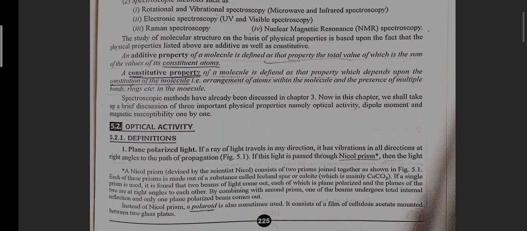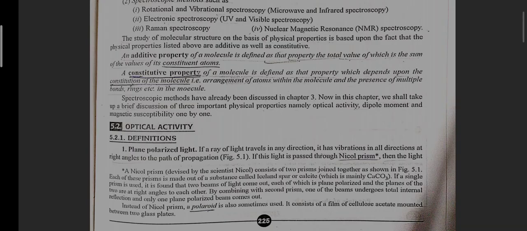The study of molecular structure on the basis of physical properties is based upon the fact that the physical properties listed above are additive as well as constitutive. An additive property of a molecule is defined as that property the total value of which is the sum of the value of its constituent atoms. And a constitutive property of a molecule is defined as that property which depends upon the constitution of the molecule, that is, arrangement of atoms within the molecule and the presence of multiple bonds, rings, etc. in the molecule. Spectroscopic methods have already been discussed.